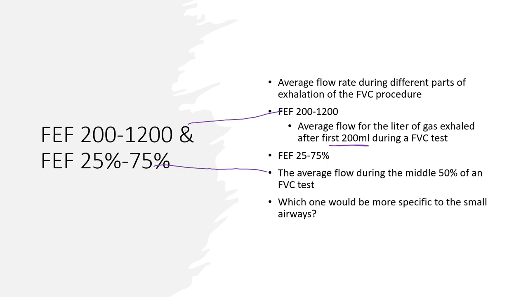The 25 to 75% is the average flow during the middle 50% of a forced vital capacity test. And you're like, Derek, this isn't making any sense. Well, hopefully you got your book somewhere around you. If you don't, I got a graphic coming up that I'll draw all over with you and we'll go through it together. So if I want to look at my small airways, my little tiny airways that are more prone to destruction with COPD, emphysema, that type of thing, which of these two flow rates would represent the medium to small airways? Well, that would be the medium number, right? That middle 50%, because that's going to look at the gas that's been exhaled a little bit past that first liter of gas.